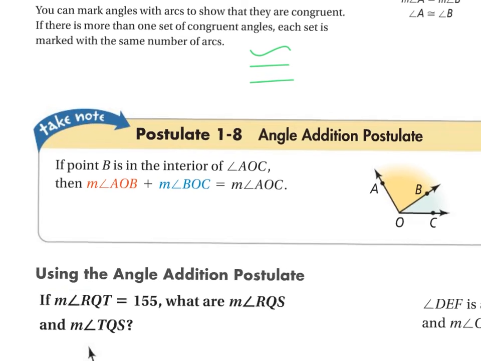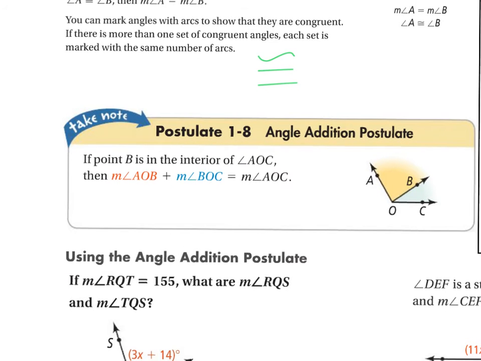Okay, so now we have the angle addition postulate. It's very much like the segment addition postulate. So on this one, the measure of AOB plus the measure of BOC equals the whole thing, AOC. So those two pieces equal the total piece, one whole piece.